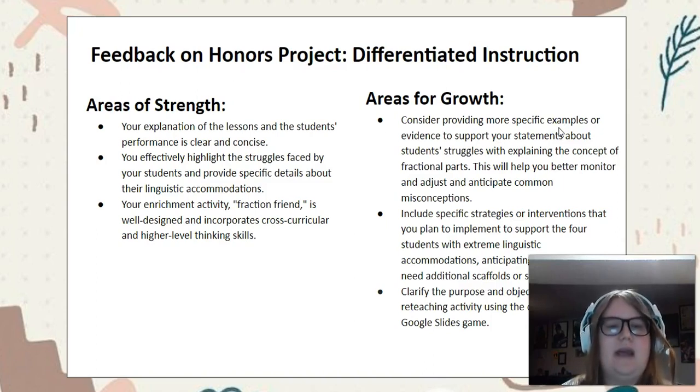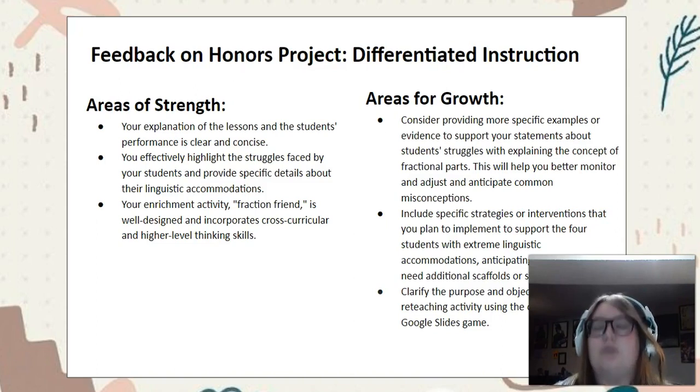She identified my areas of strength being that I did a great job explaining the lessons and the students' performance. It was very clear and concise. She said I did a good job highlighting struggles that my students faced and then providing specific details for what their accommodations linguistically were. And then she enjoyed my fraction friend activity because it was cross-curricular and it looked at higher level thinking skills.